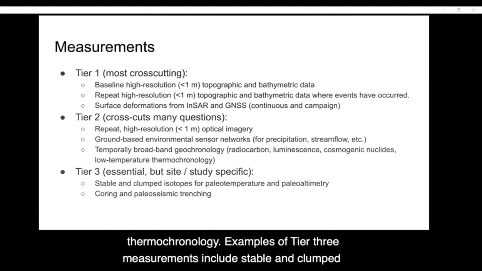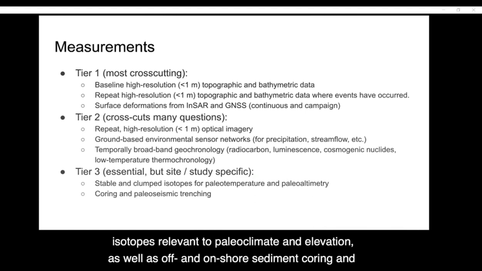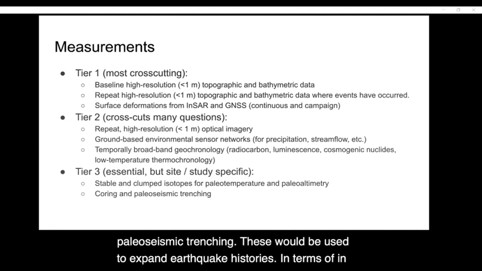Examples of Tier 3 measurements include stable and clumped isotopes relevant to paleoclimate and elevation, as well as offshore and onshore sediment coring and paleoseismic trenching. These would be used to expand earthquake histories.